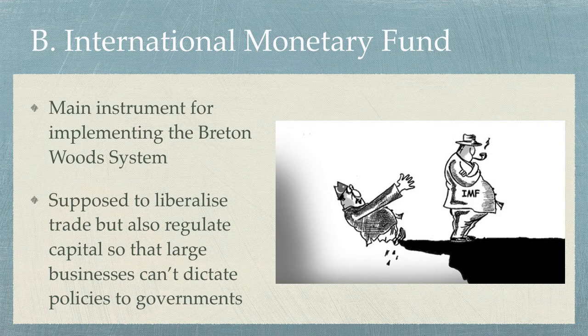It is also underneath this organ that we find the IMF, and the IMF operates as an organization that is responsible for implementing the second system of that new world order that we talked about, the Bretton Woods system. So this International Monetary Fund, or the IMF, has really failed to live up to its early intentions, which were to liberalize trade, but also to regulate capital so that large businesses can't dictate policies to governments by threatening to leave the country.